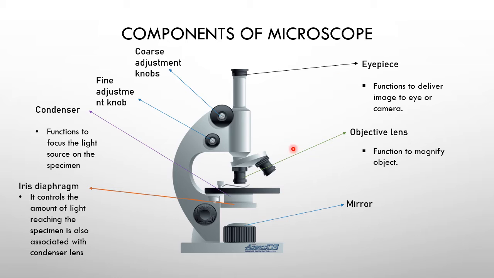Components of the microscope: objective lens, which functions to magnify the object; eyepiece, which functions to deliver the image to the eye or camera; and there is a mirror at the base; coarse adjustment knob, fine adjustment knob; condenser and an iris diaphragm. Condenser functions to focus the light source on the specimen. Iris diaphragm controls the amount of light reaching the specimen and is also associated with the condenser lens.